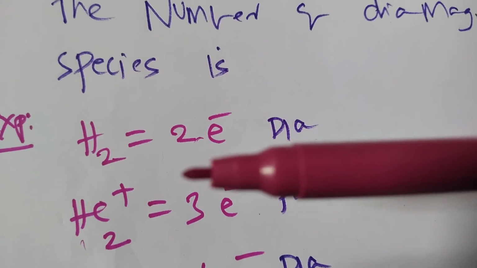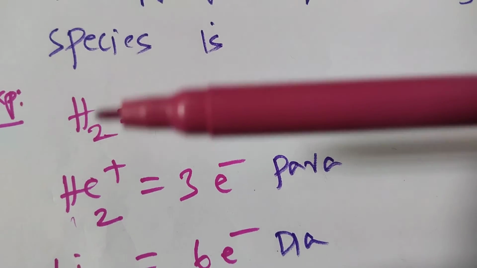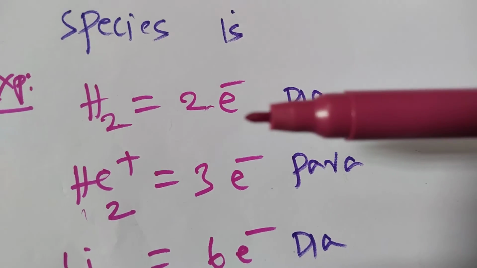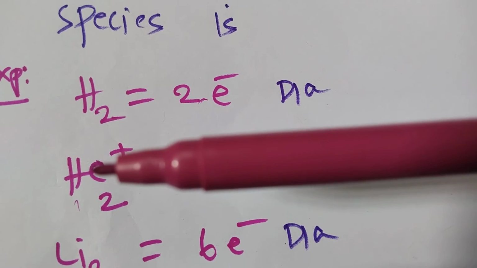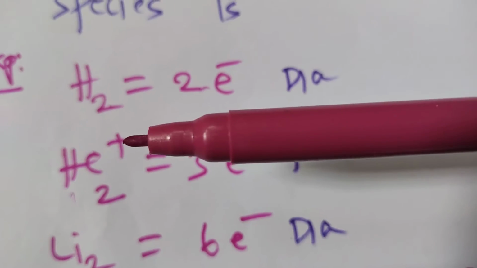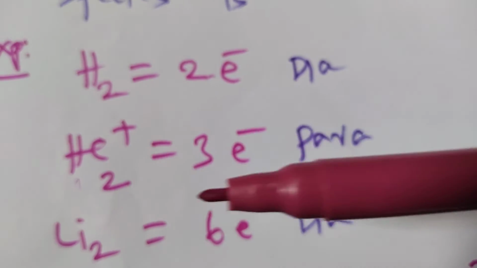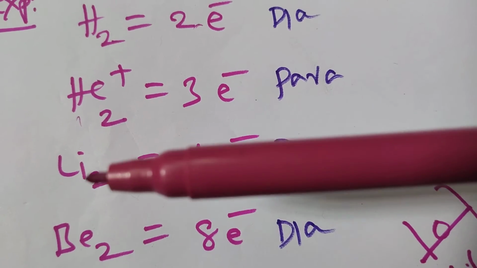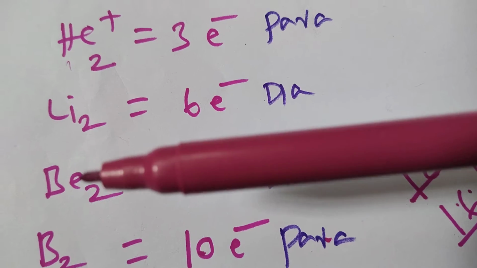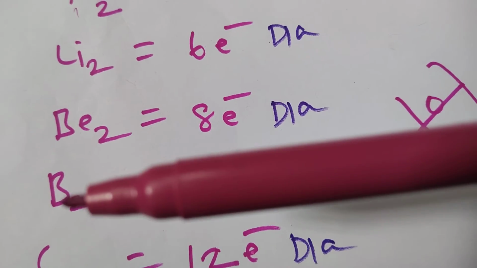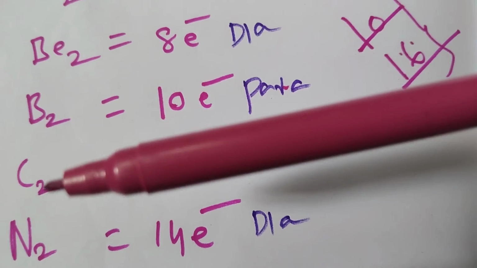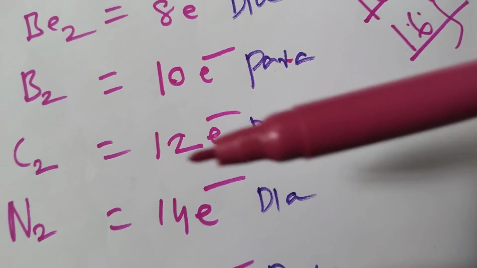You see, H2: hydrogen atomic number 1, 2 H's are there, so 2 electrons. He2: helium atomic number 2, 2 into 2, 4. Here plus indicates remove 1 electron, 4 minus 1, 3 electrons. Lithium atomic number 3, 3 into 2, 6 electrons. Beryllium atomic number 4, 4 into 2, 8 electrons. Boron atomic number 5 into 2, 10 electrons. Carbon 6 atomic number, 2 carbons are there, 12 electrons.